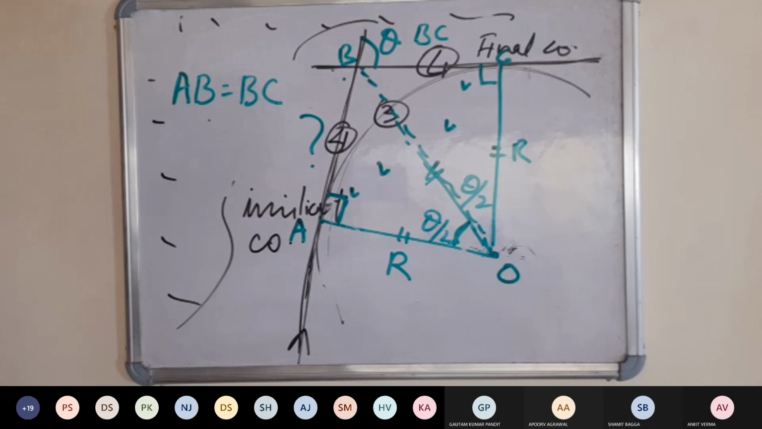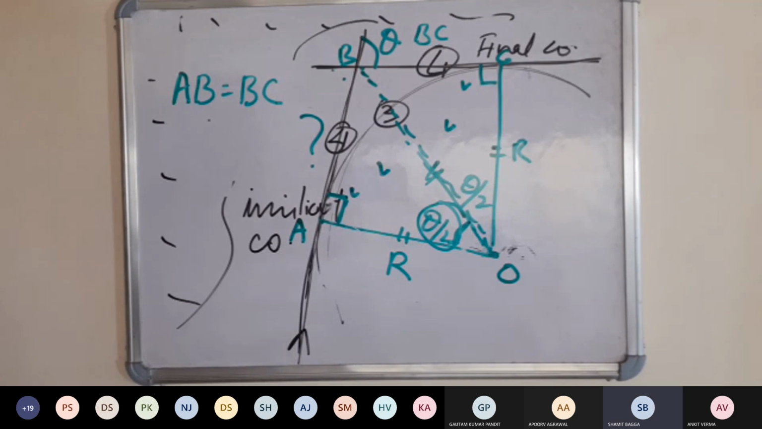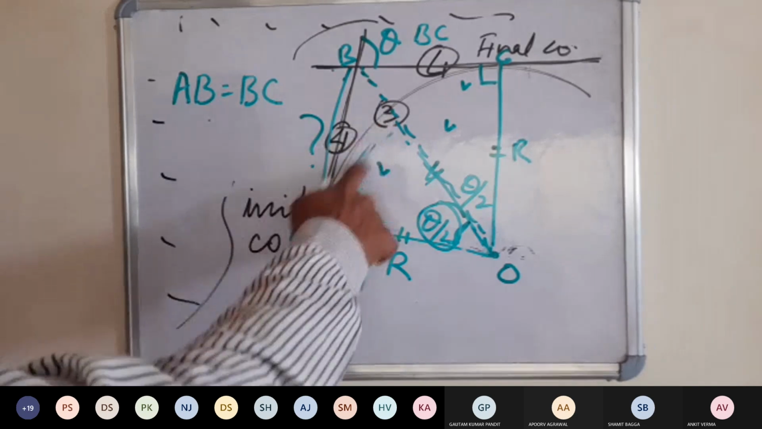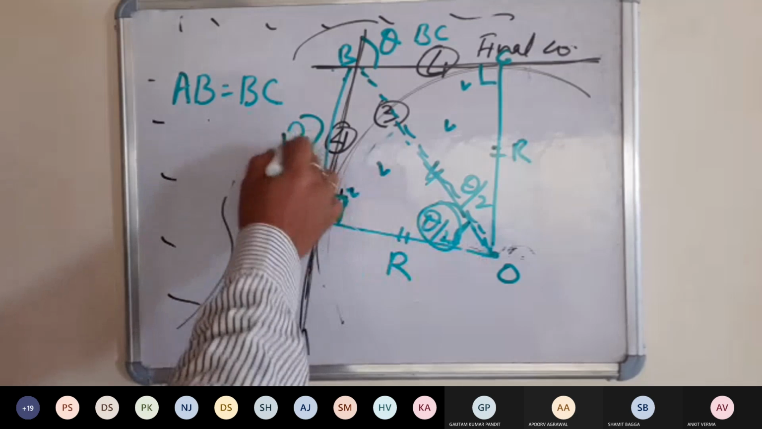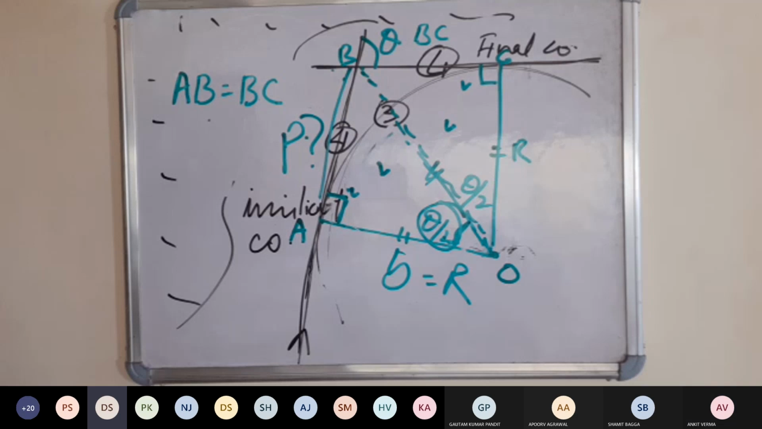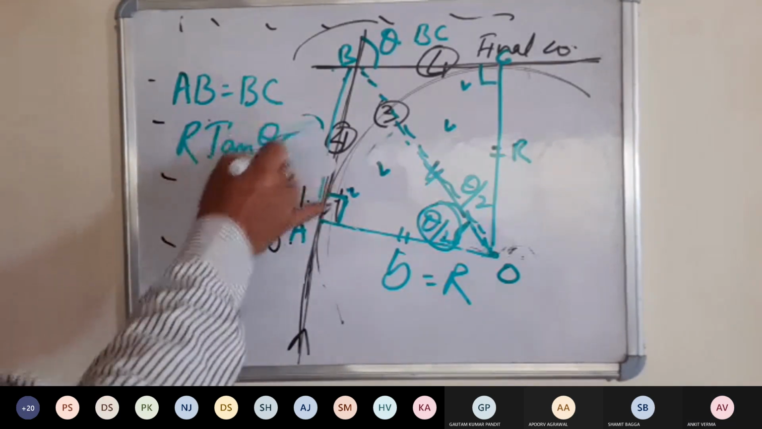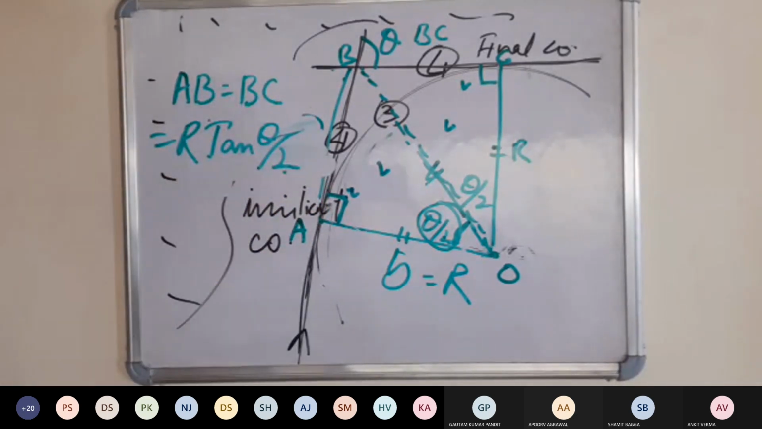Sir, R theta. R theta? Where did R theta come from? We are talking about this triangle, not that one. Sir, it is also sine theta by 2. We want the relationship between perpendicular and base, which is R. Sir, R tan theta by 2. Yes, this is equal to R tan theta by 2. AB is equal to BC is equal to R tan theta by 2.